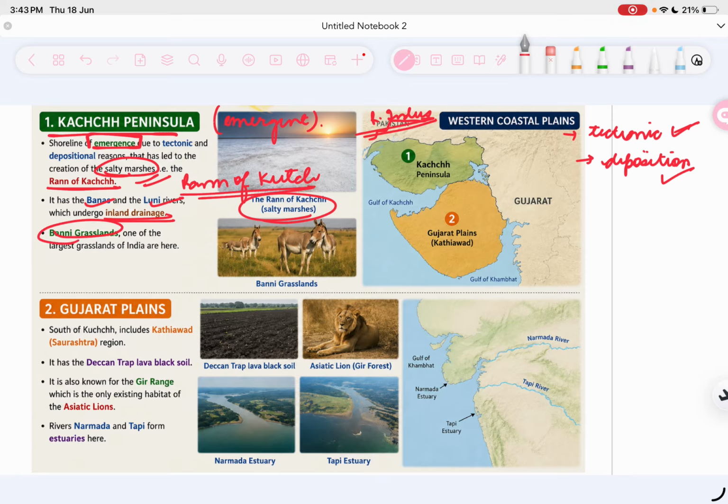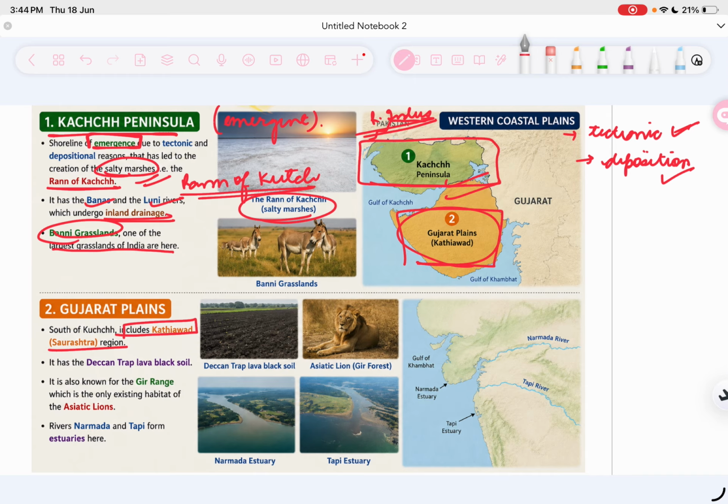Here Banni grasslands are also present in the Kutch area, which are the largest grassland of India. Here you can see the Kutch Peninsula, part of the Gujarat plains. The Gujarat plain also consists of Kathiawar along with the Kutch Peninsula. The Kathiawar Peninsula is composed of Deccan Trap lava black soil.